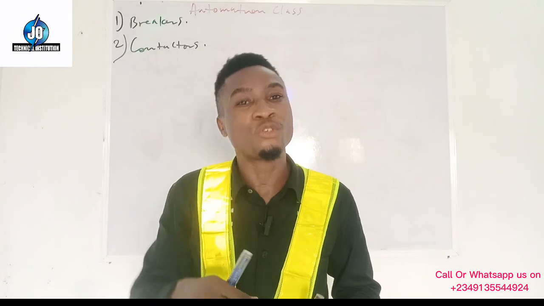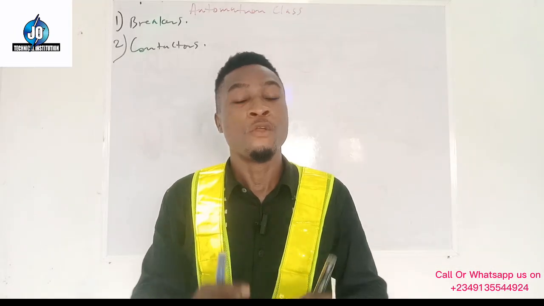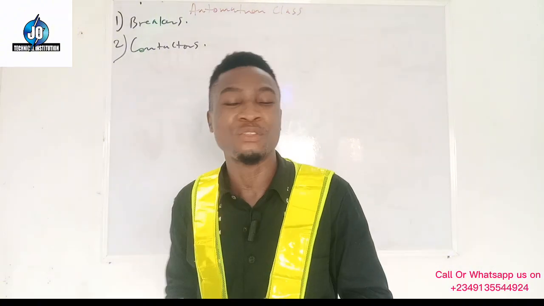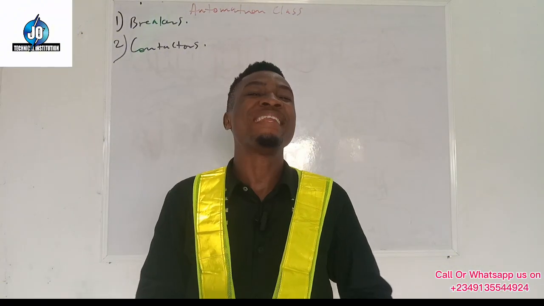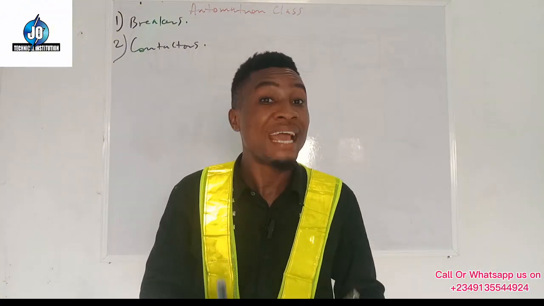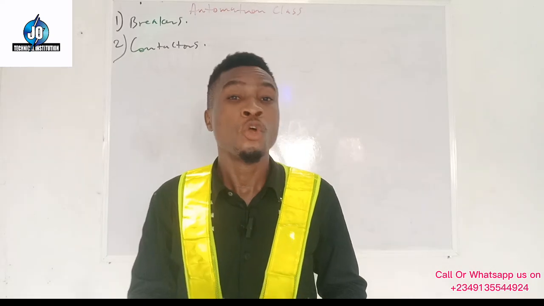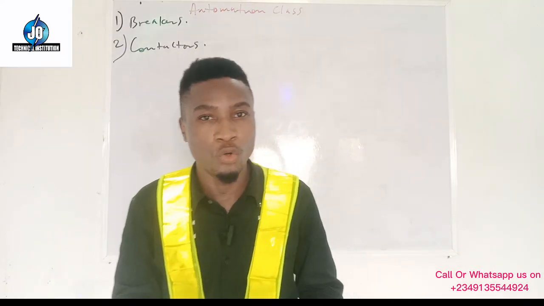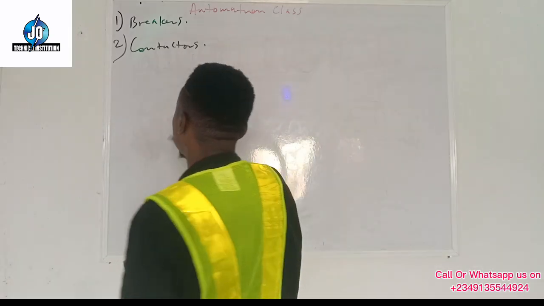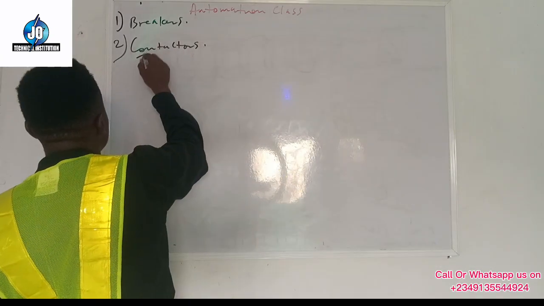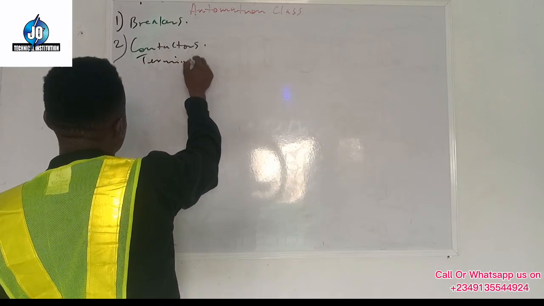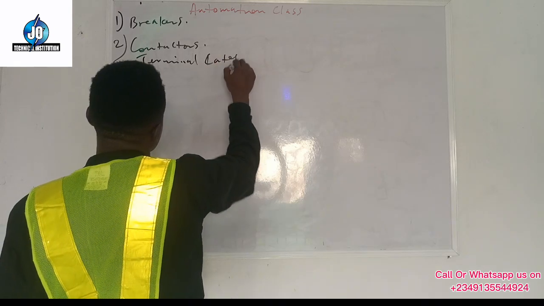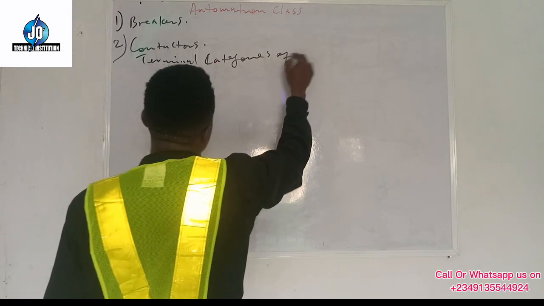No machine that you buy today that you will not see contactors. When you buy a machine today, you see contactors inside. They are actually enabling us to do what? To automate anything you want to automate. Why? Because contactors have what you call terminal categories. So I will say that we have terminal categories of contactors.